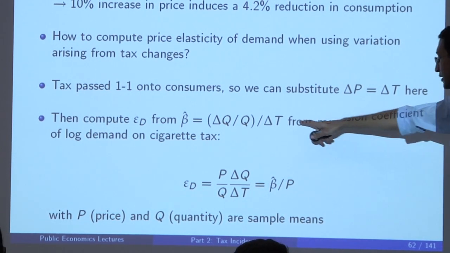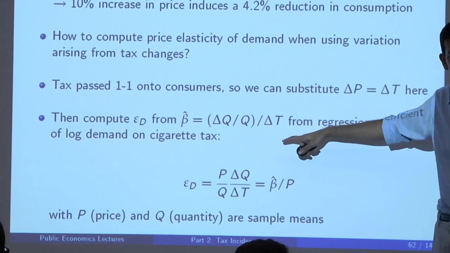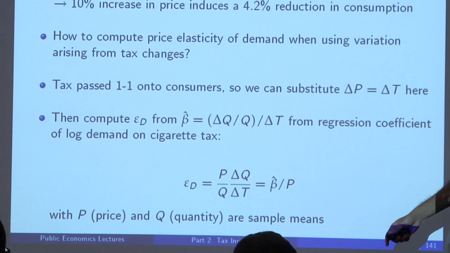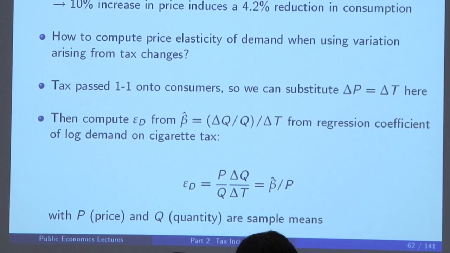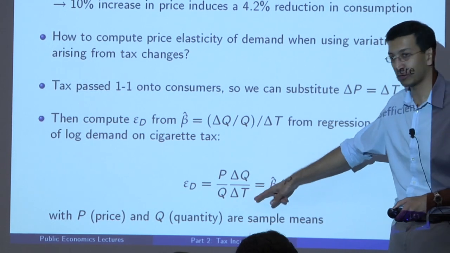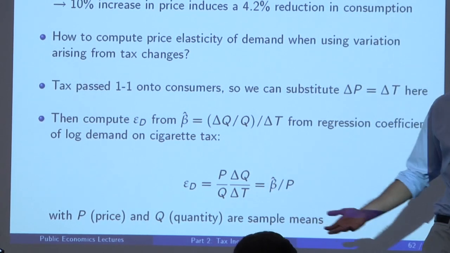And then because I know that delta T equals delta P, I can simply replace delta T by delta P because it's a one-for-one thing. And I know that the elasticity then is defined like this. Normally, the elasticity would be P over Q times delta Q over delta P, right? But delta P equals delta T.